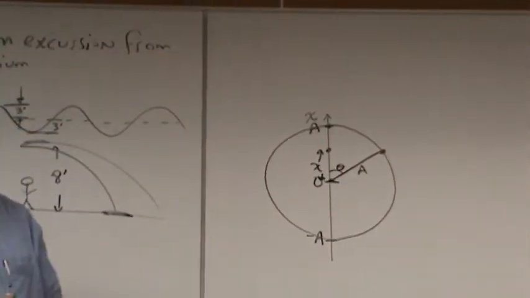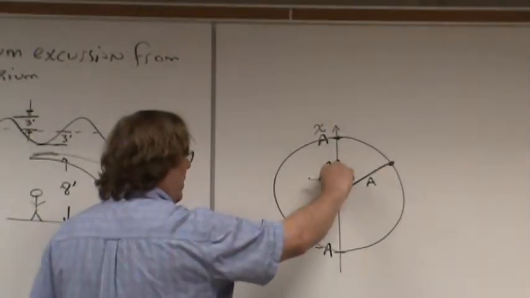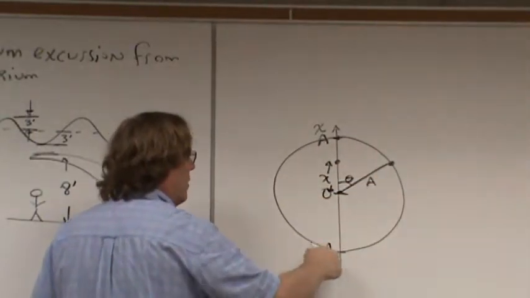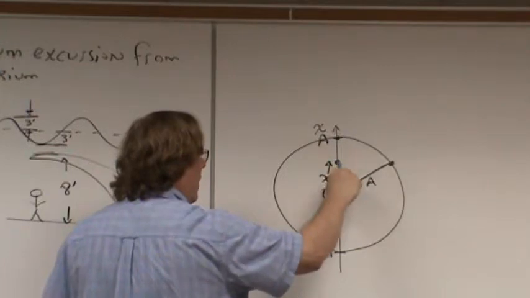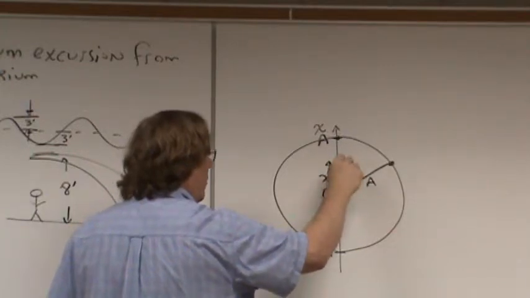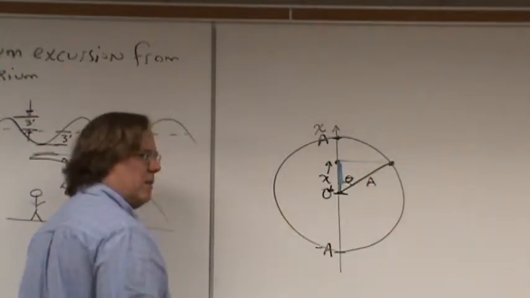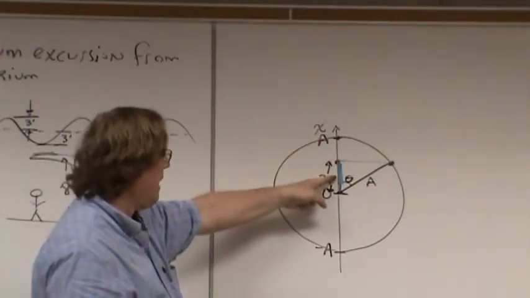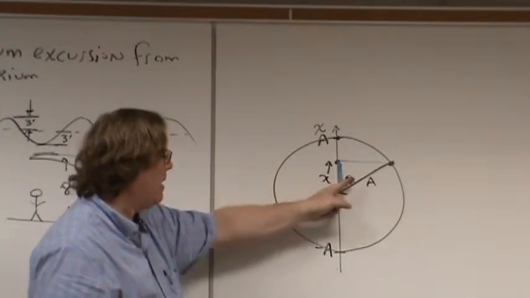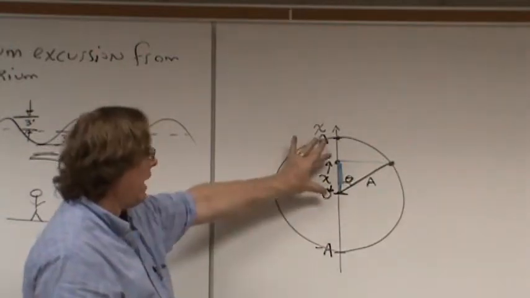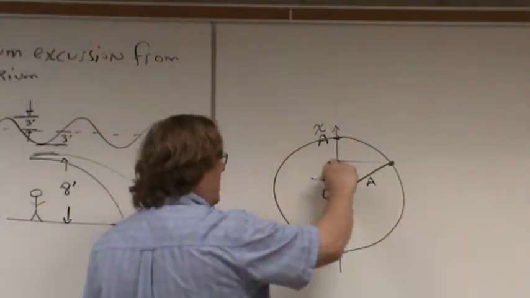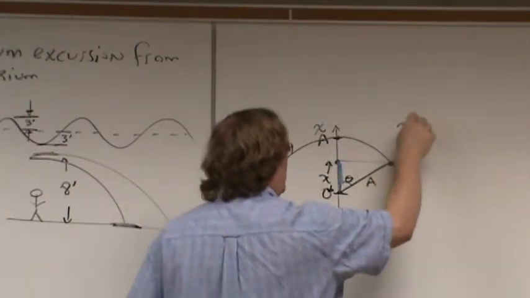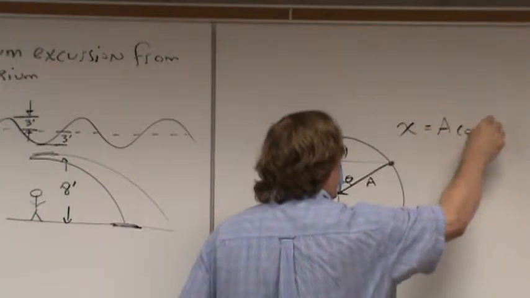And so I hope you see that there's a relationship between the position of my spring mass system and the position of this dot on the circle. And the relationship would be the length of that segment right there. And that segment has a length of A cosine theta. And that's what x is. So at this particular point in time, x is equal to A cosine theta.